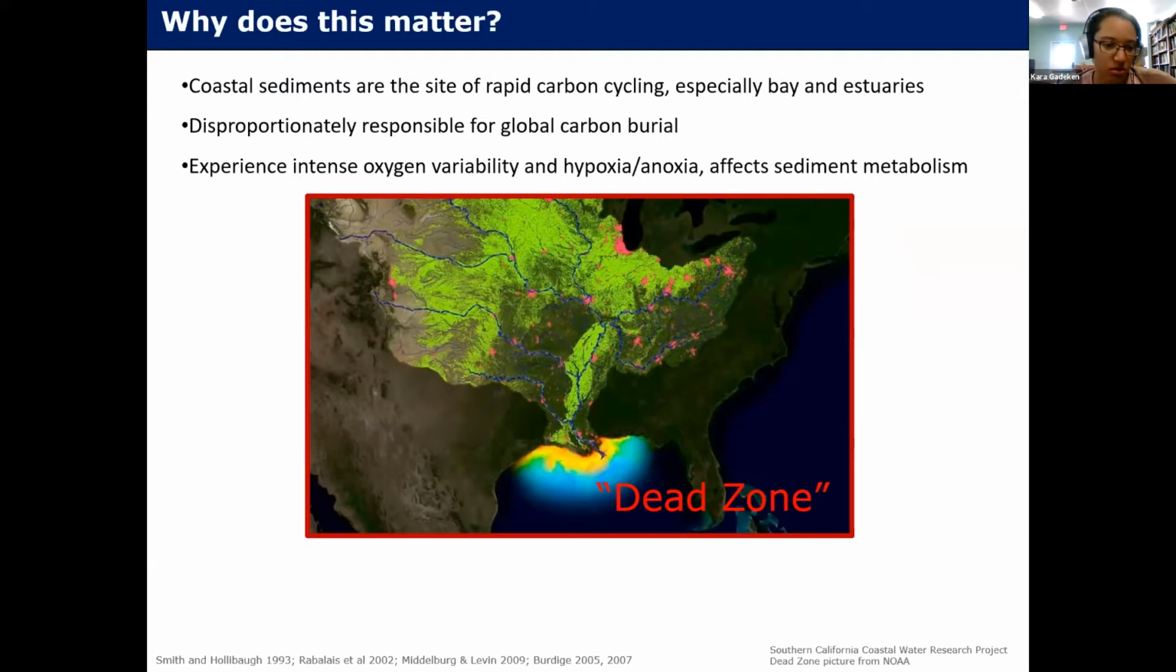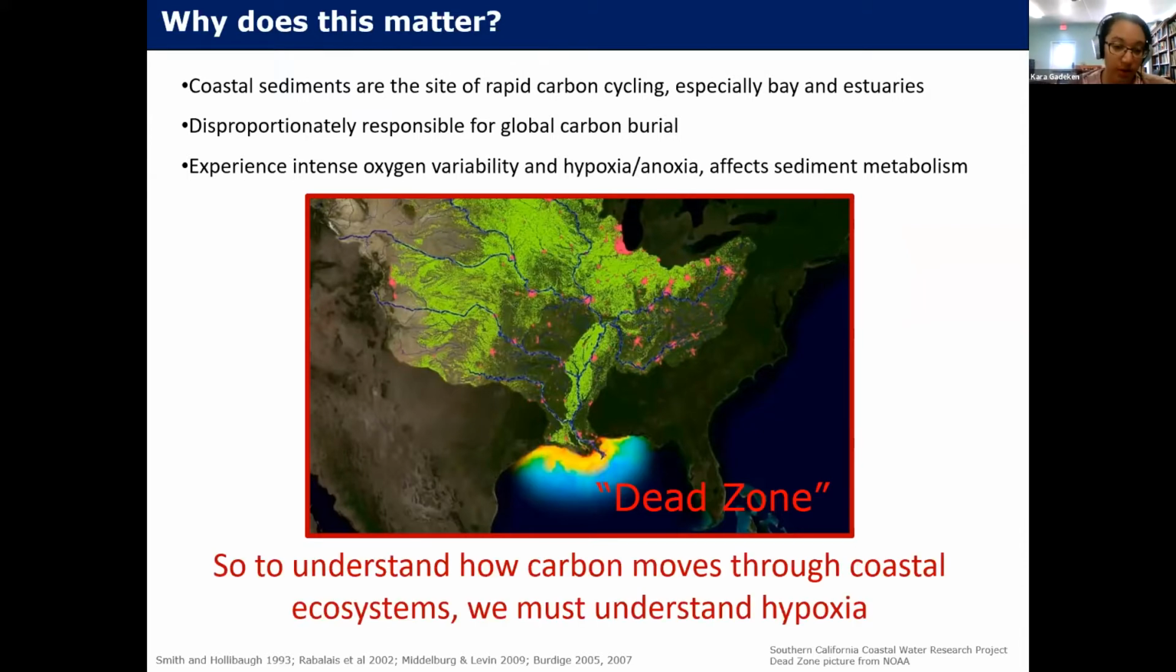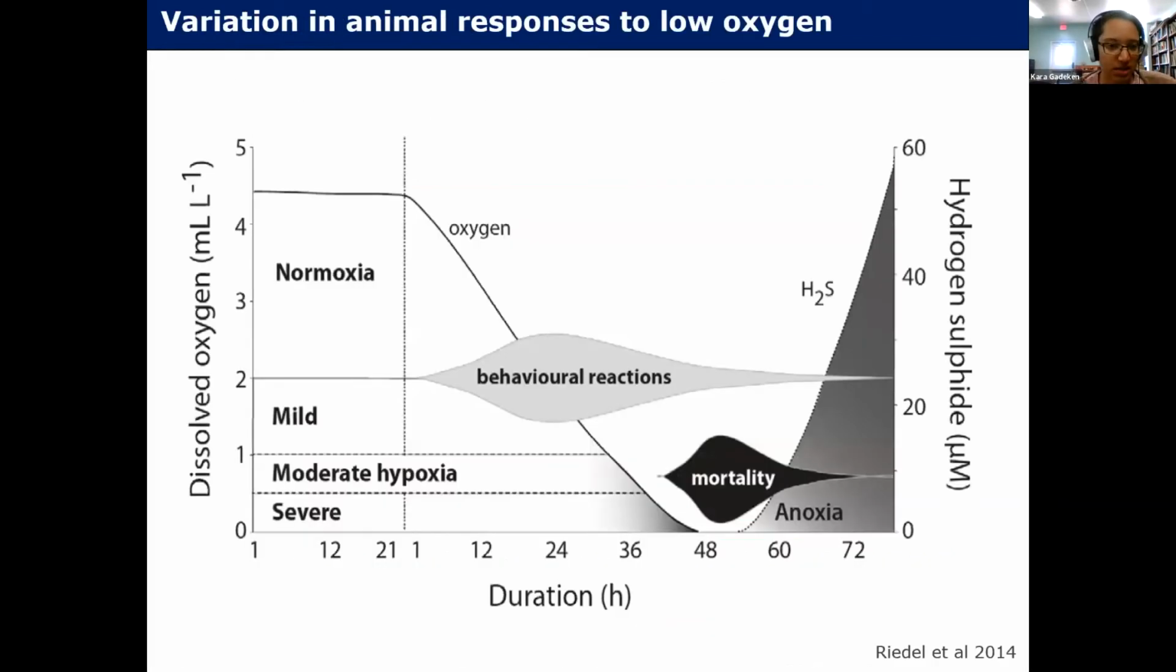So in order to understand how carbon is moving throughout coastal ecosystems, we have to understand how hypoxia is affecting these systems. But it's not always as simple as oxygen gets low and everything dies. One of the really interesting things about low DO is the continuum of responses that we can see from infauna that may have implications for sediment metabolism. So this is a handy schematic from Riedel et al. 2014, who did a survey of animal behavioral responses in declining oxygen conditions all the way down to anoxia.